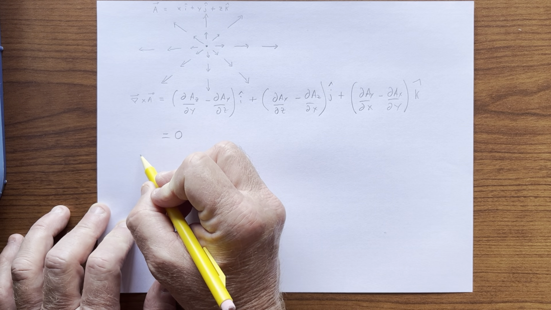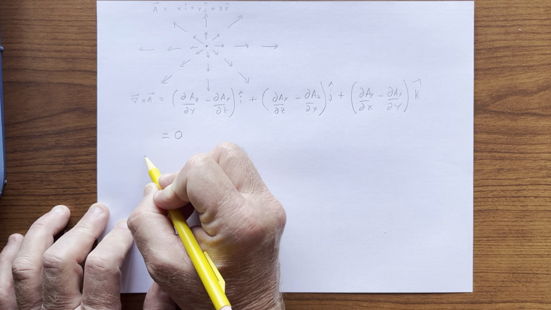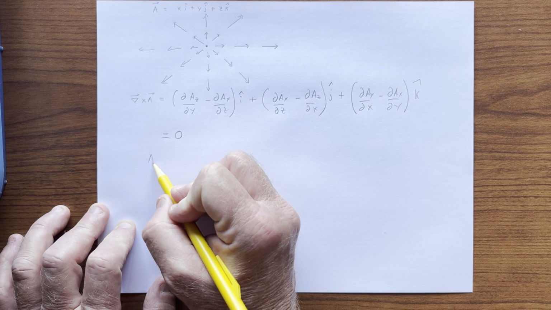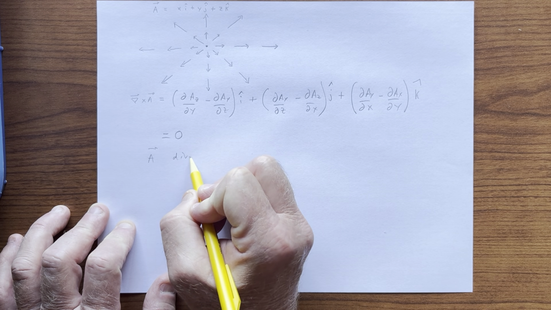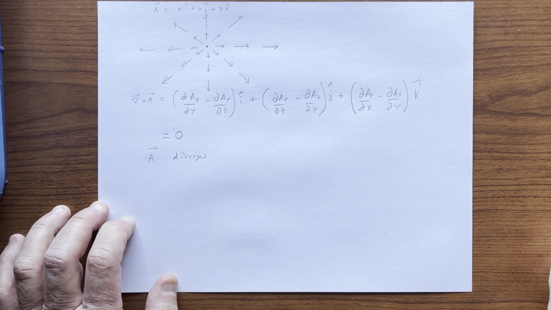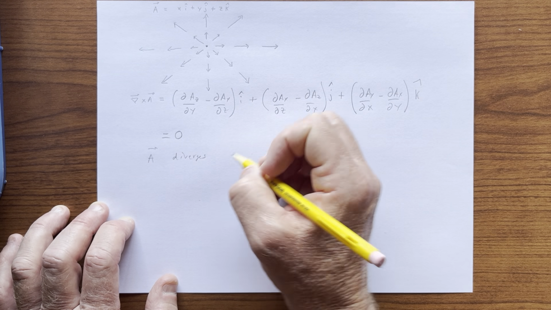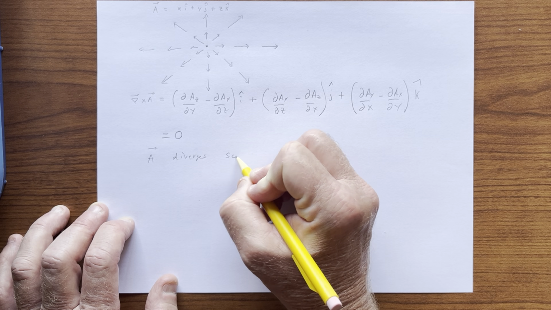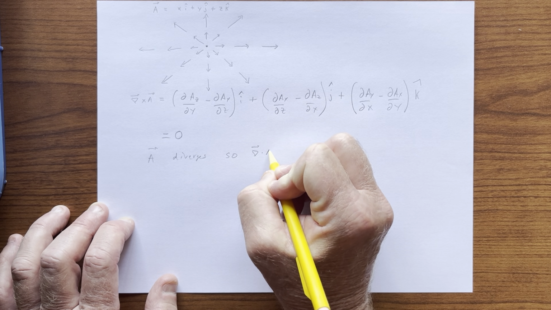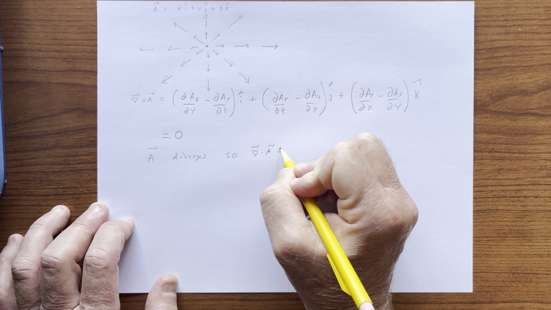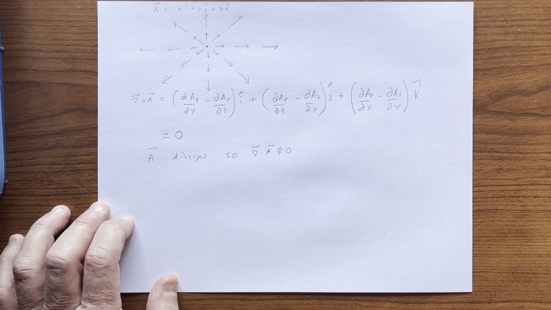We could ask whether A diverges. It looks like A is diverging, so A diverges, right? So an electric field wouldn't be like this because it wouldn't be growing, but A diverges, so we can say the divergence of A is not 0 everywhere.